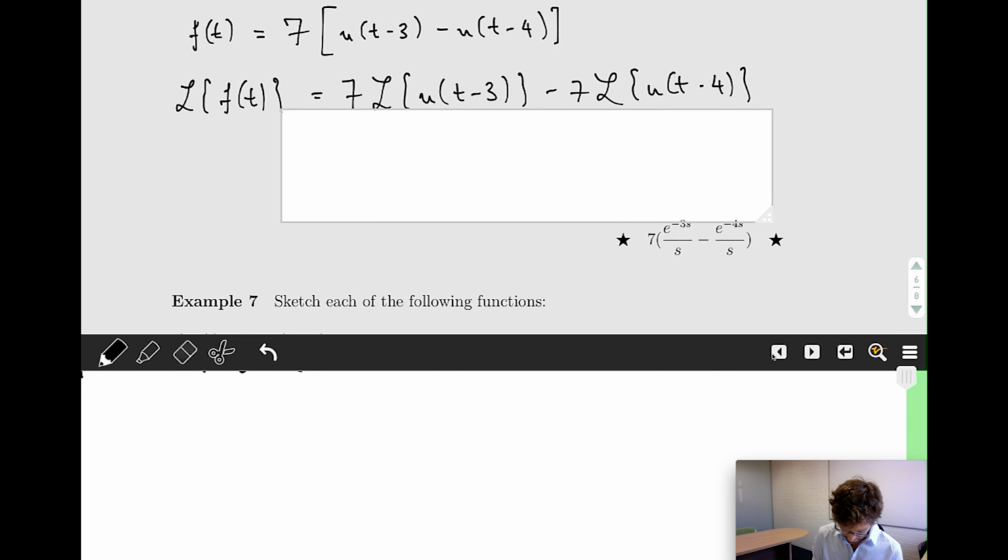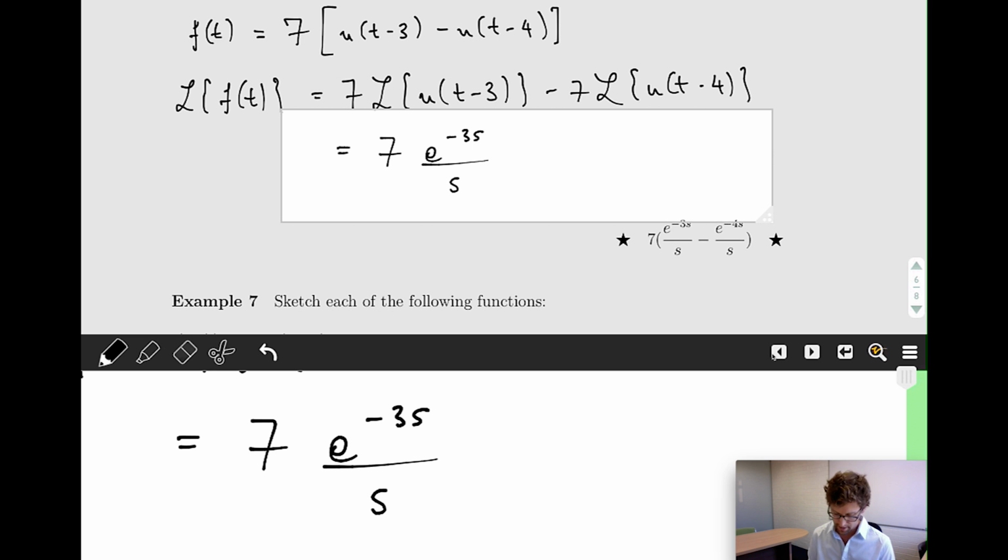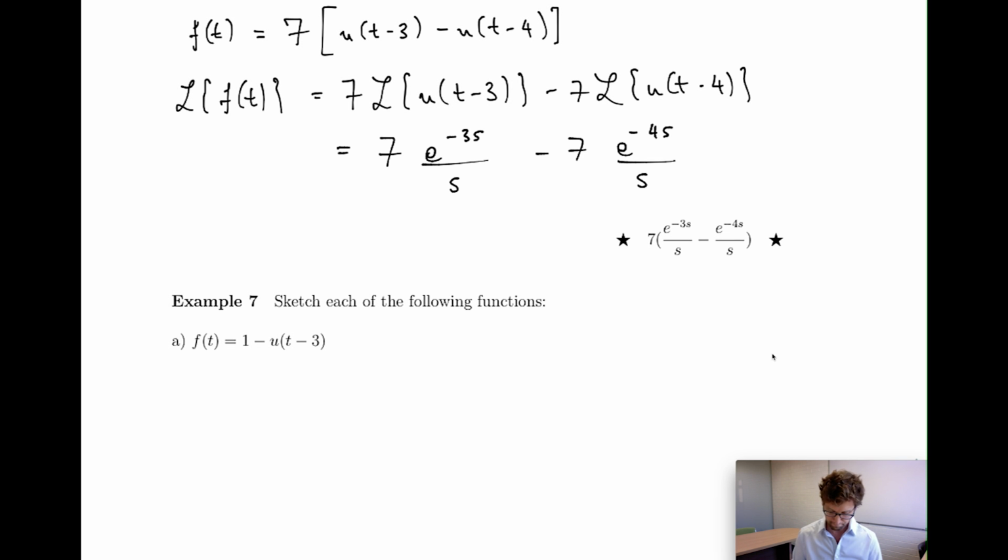So we're going to have 7 times e to the minus 3s over s, in this case c is equal to 3, minus 7 times e to the minus 4s over s. So that's the Laplace transform of this particular function.